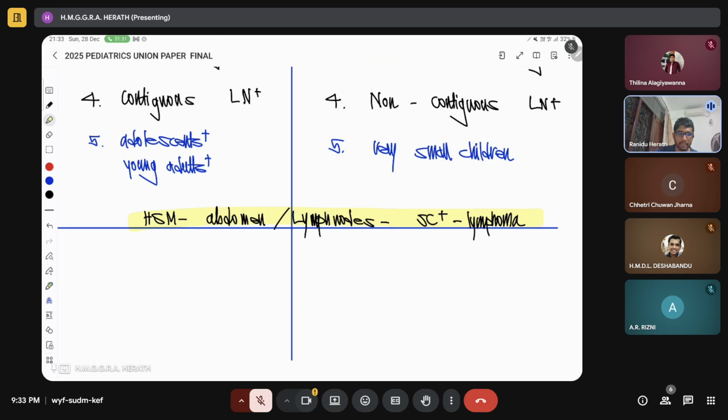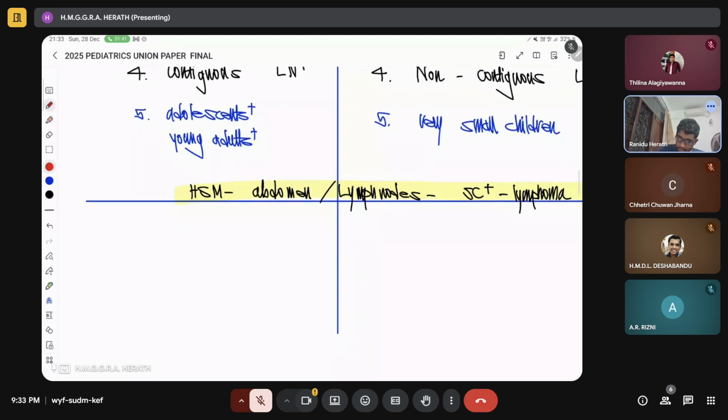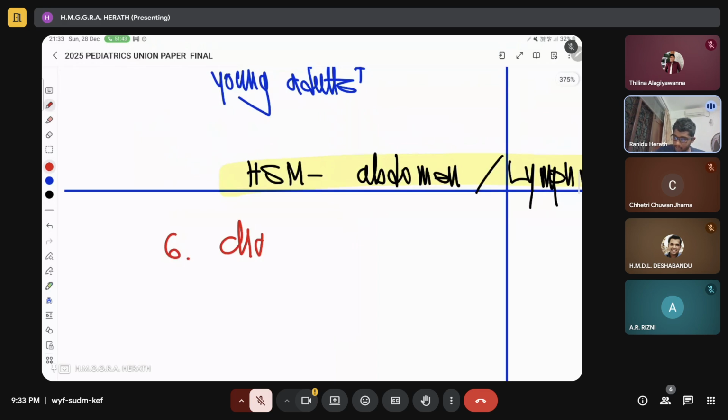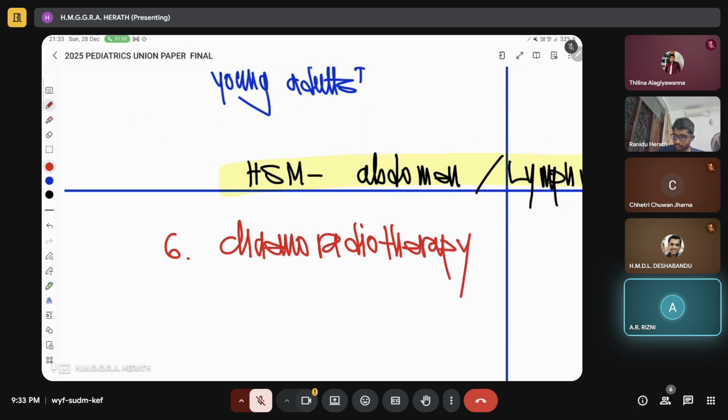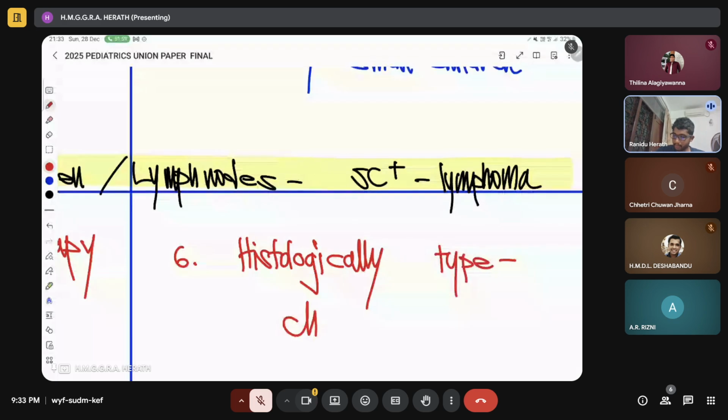So I'm just looking at the differences between Hodgkin's and non-Hodgkin's. Usually it is chemoradiotherapy treatment, right? For non-Hodgkin's lymphoma, what is the treatment usually? I remember you said it depends on the histological type. Yeah, ideally it depends on the histological type, but usually I think it is chemotherapy. Okay, I have to check that. I'm checking it now. Just give me a second.